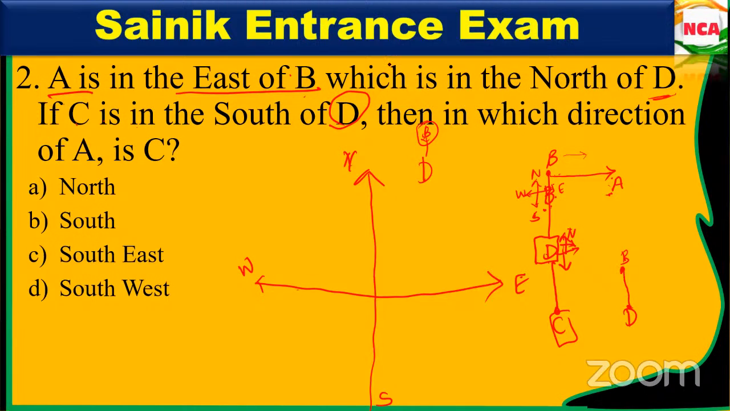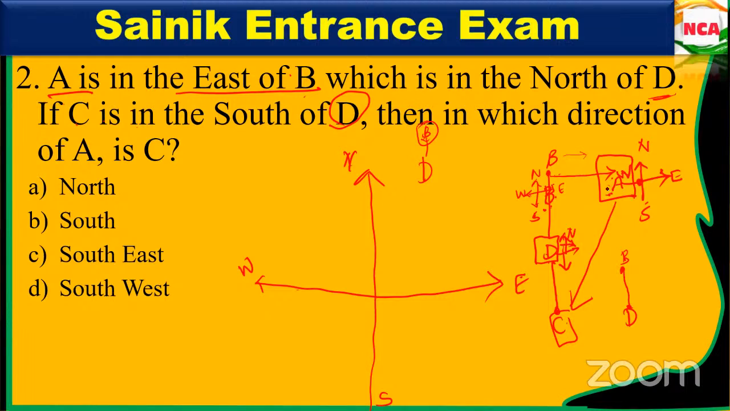So what's the question then? In which direction of A is C? Now they are asking with respect to A, where is C? So draw a diagram like this, and mark north, south, east, west. Here it is A, assume that here it is A. So C is here. Where is it? Now you can tell me where it is?